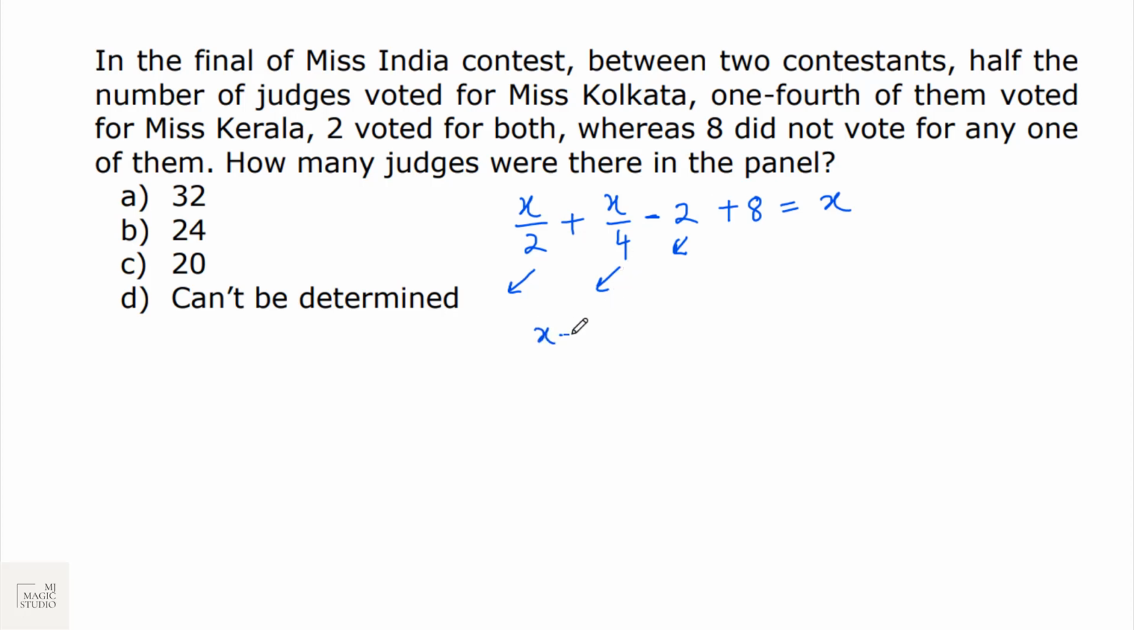So x minus x by 2 minus x by 4 is equal to 6. X minus half is 50%, minus 25% gone. So it is x by 4 equals 6. Therefore, x equals 24. There were 24 judges present in the panel. Option B is the pick.